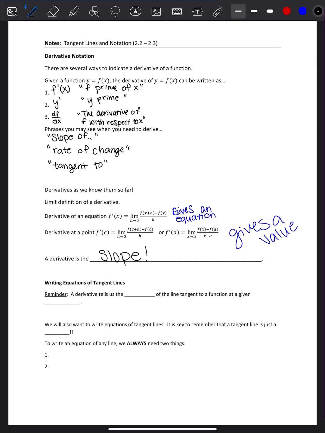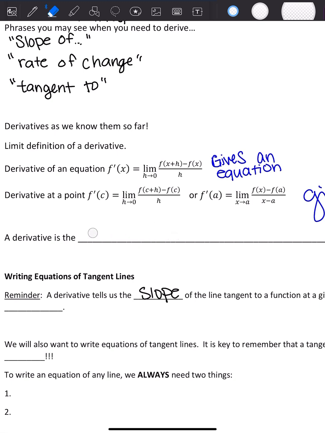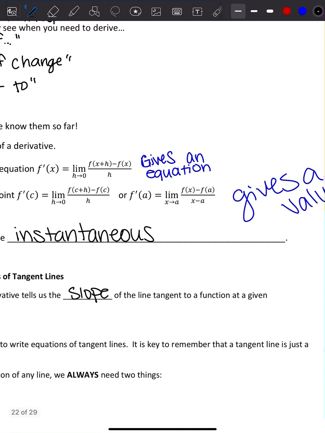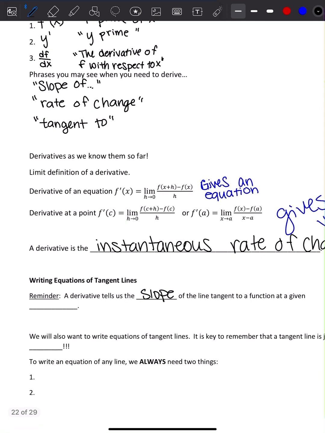One of the things we're going to be doing is writing the equation of a tangent line. So the derivative tells us the slope. The derivative is the instantaneous rate of change. That also means slope, but instantaneous rate of change as in the change that's happening at a singular point. So a derivative tells us the slope of the line tangent to the function at a given point.